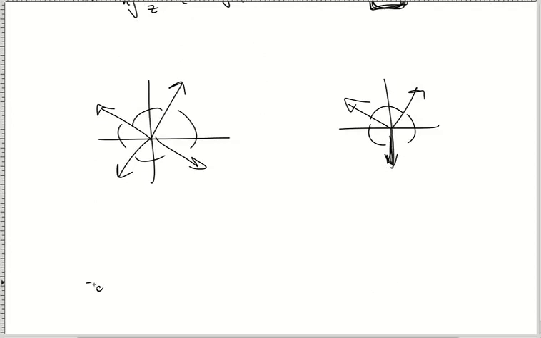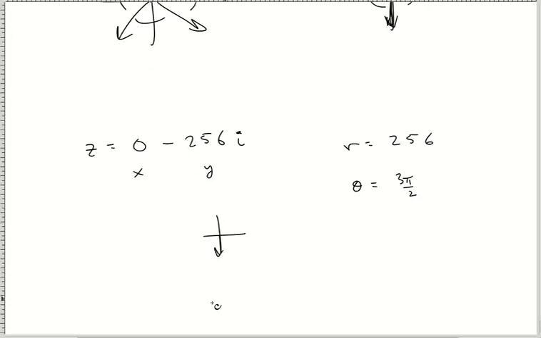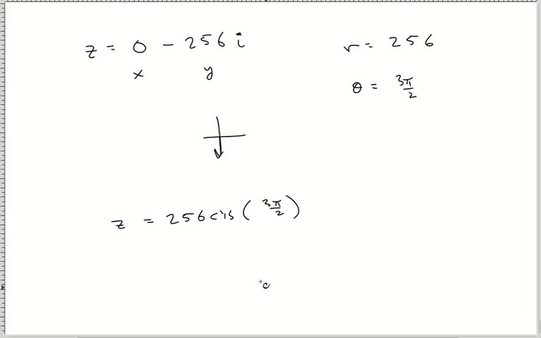So how do we make this thing work? Well, my z original here is 0 minus 256i, negative 256i. This is my x, this is my y. Cool. So then I want to convert this over into CIS form. My r should be obvious, it's 256, basically 0 plus this and absolute value and all that kind of stuff. If you draw this thing, I got 0 for x, but negative y, so it goes straight down, 3 pi over 2, straight down. So then I can rewrite this z as 256 CIS of 3 pi over 2. Okay, so this is my new z.